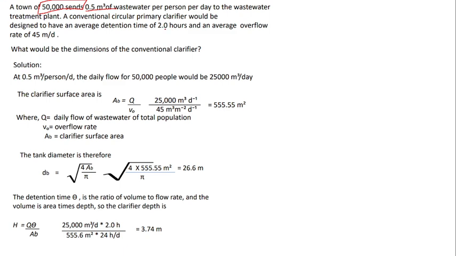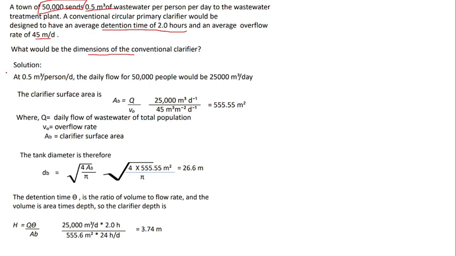A conventional circular primary clarifier would be designed to have an average detention time of 2 hours. So the detention time is given as 2 hours, and the average overflow rate is given as 45 meter per day. What would be the dimensions of a conventional clarifier? Here they are asking for the dimensions. Dimension is nothing but the diameter, the area, and the height. All these things you need to calculate. Mainly the dimension is the depth of the clarifier.